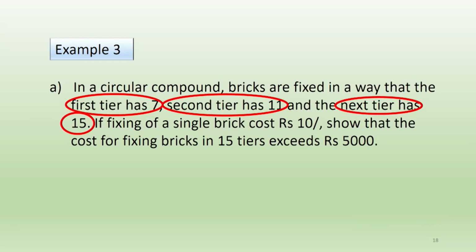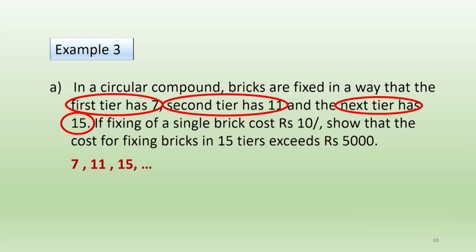So these are the very important things. When you are reading this, you got these things. In the first tier there are 7 bricks, in the second tier there are 11 bricks, and in the next tier there are 15 bricks. But here they didn't mention whether this is an arithmetic progression. Let's write these numbers as a pattern: 7, 11, 15. There is a pattern, but we still don't know whether this is an arithmetic progression or not.